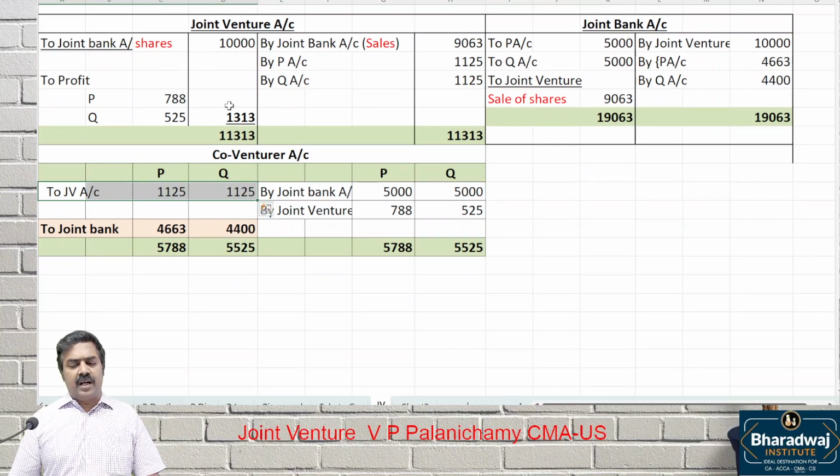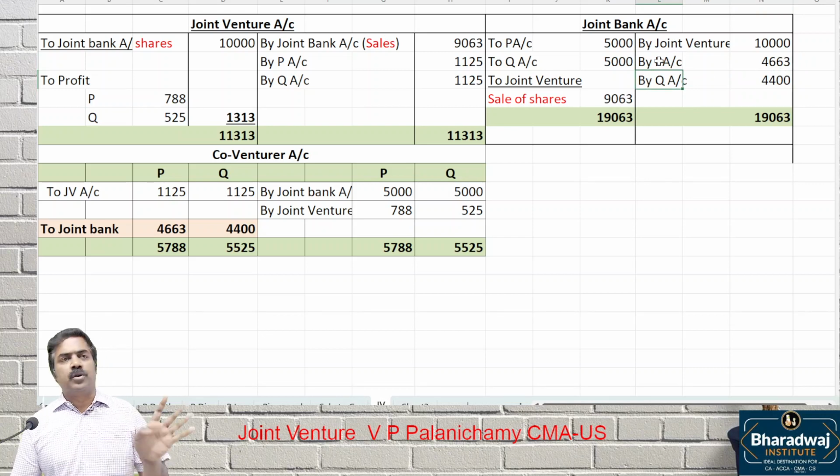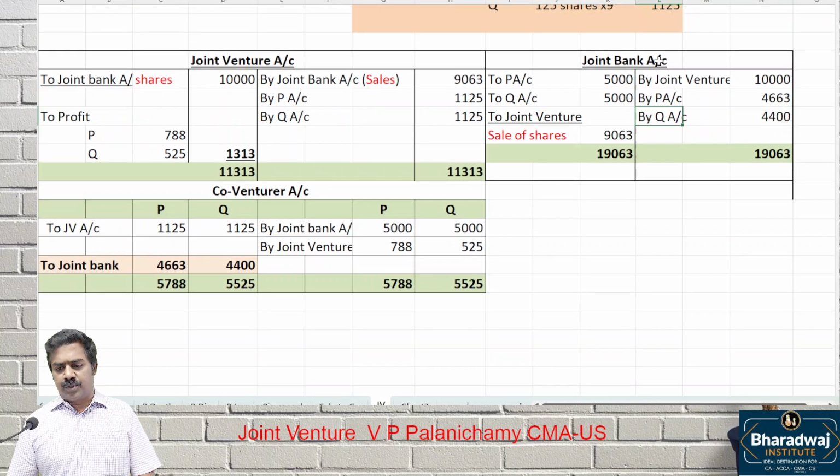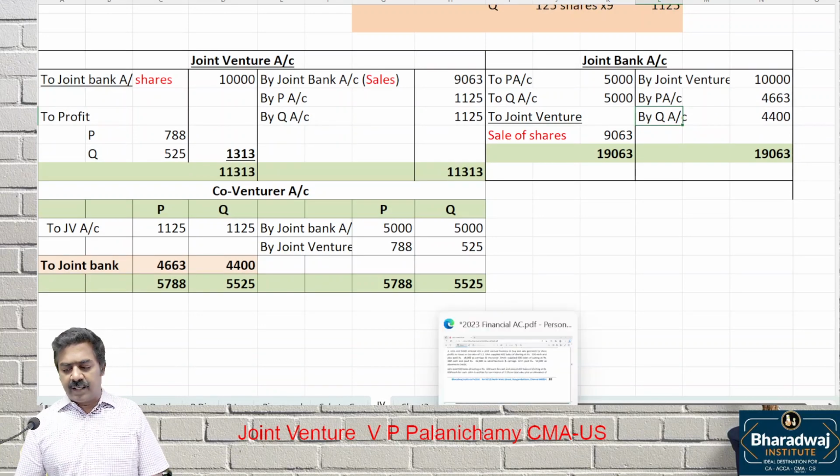We tally the joint venture account, we share the profit and close the joint venture account. Then we share the profit and close the co-venturers' accounts also. Logically, initially they contributed money, they sold the shares, they paid for the shares, and the balance money is paid to the co-venturers and accounts are closed. So this is a separate set of books.